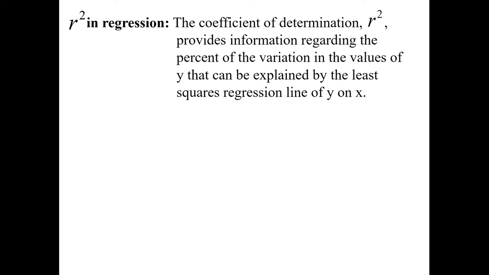They are related, because how do I get to R if I have R squared? Take the square root. How do I get to R squared if I have R? Square it. But what it does is it provides information regarding the percent of the variation in the values of y that can be explained by the least squares regression line of y on x. So it's basically telling us how much where y is depends on where x is with our model.